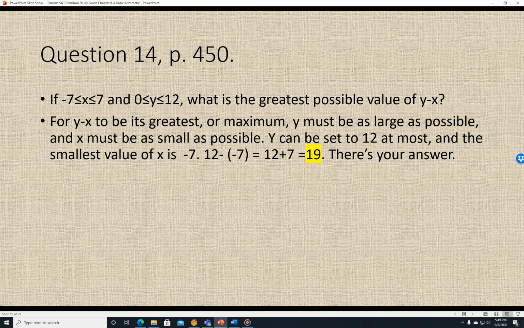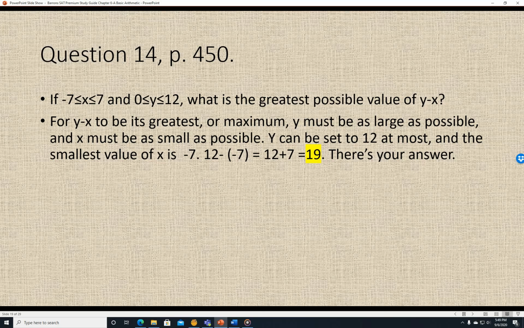Question 14, page 450. If -7 is less than or equal to x, which is less than or equal to 7, and 0 is less than or equal to y, which is less than or equal to 12, what's the greatest possible value of y minus x? Well, for y minus x to be at its greatest or maximum, y must be as large as possible, right? Because you want to subtract as small a number as possible from as large a number as possible. So x must be as small as possible.